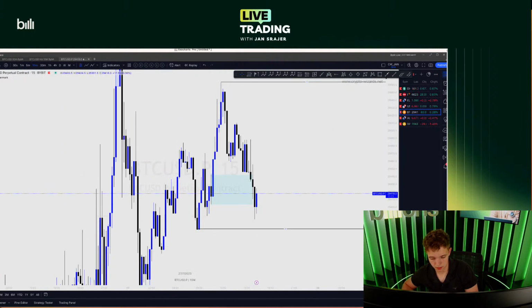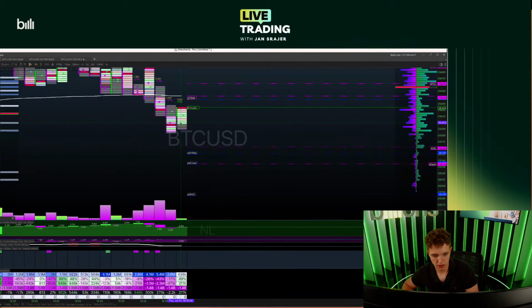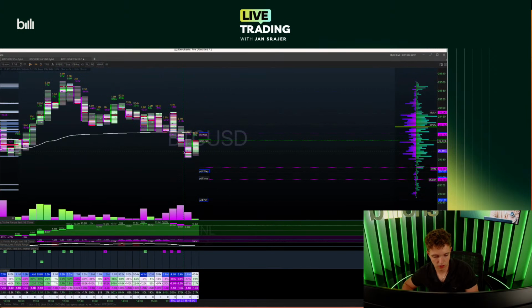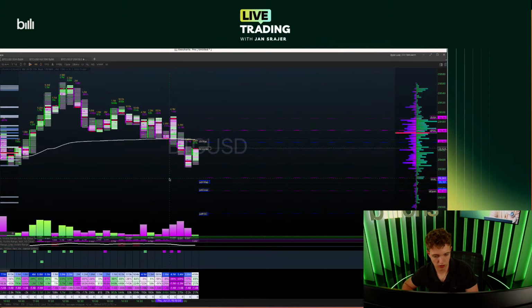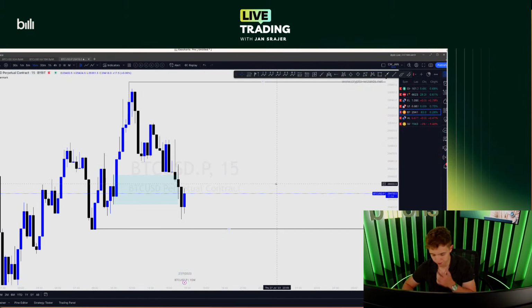There could be an SFP build at this low, but it's not going to be the best one. No, it's not. Yeah, the longs are not kicked out yet. I'll still be looking a little lower.